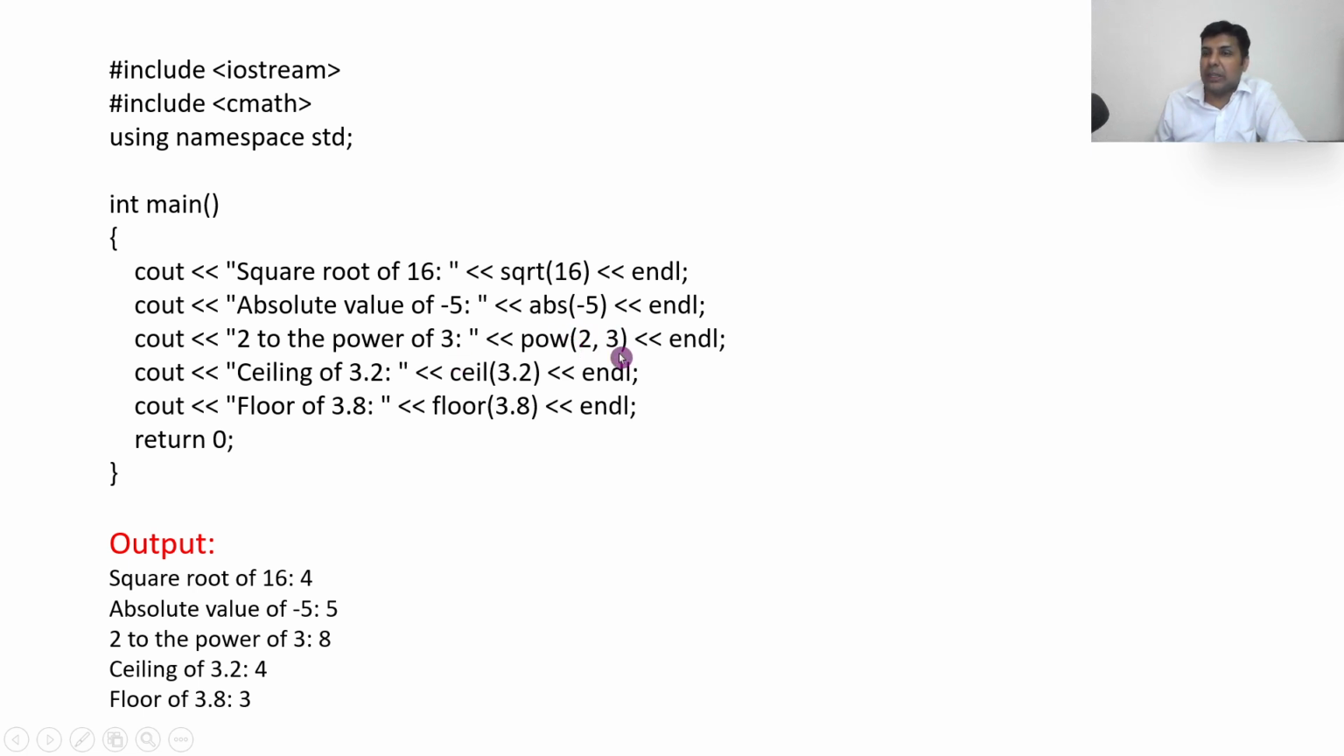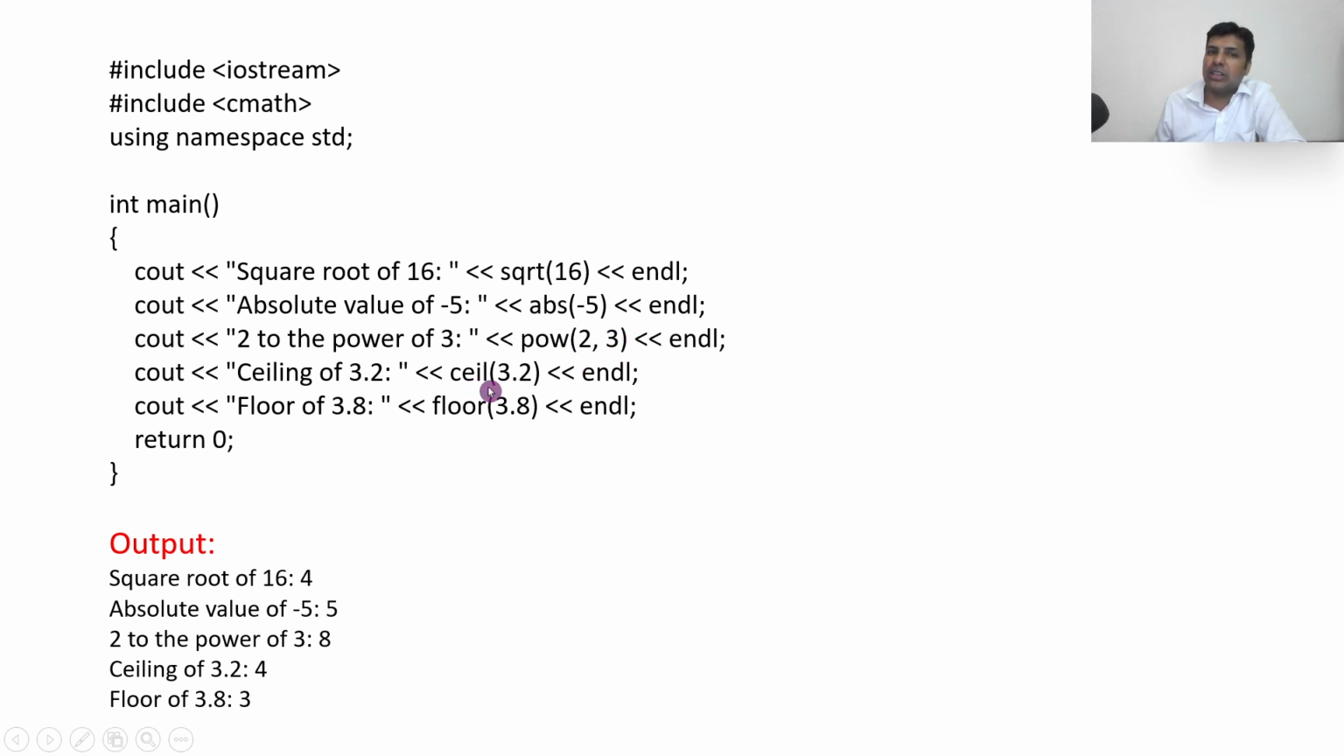Okay, that means 2 to the power of 3 means 2 into 2 into 2. So what will be 2 into 2 into 2? It is nothing but 8. So what is the answer of power(2, 3)? That is nothing but 2 to the power of 3, which is 8.